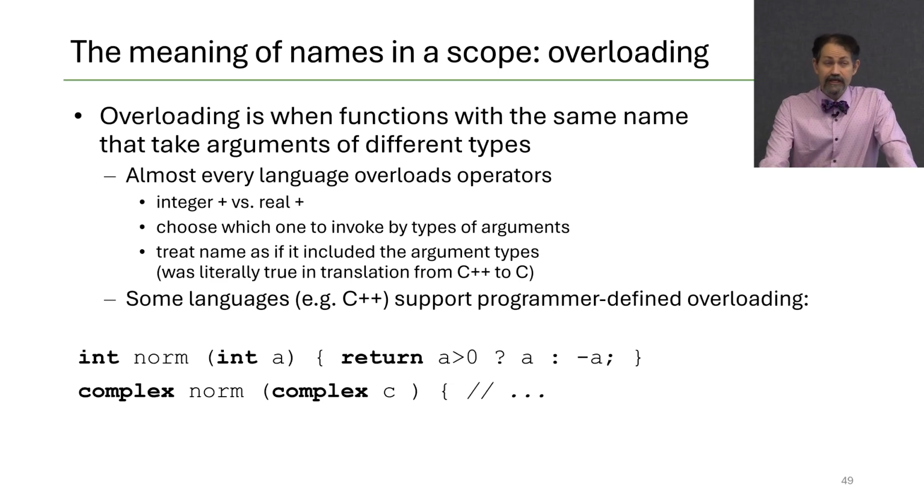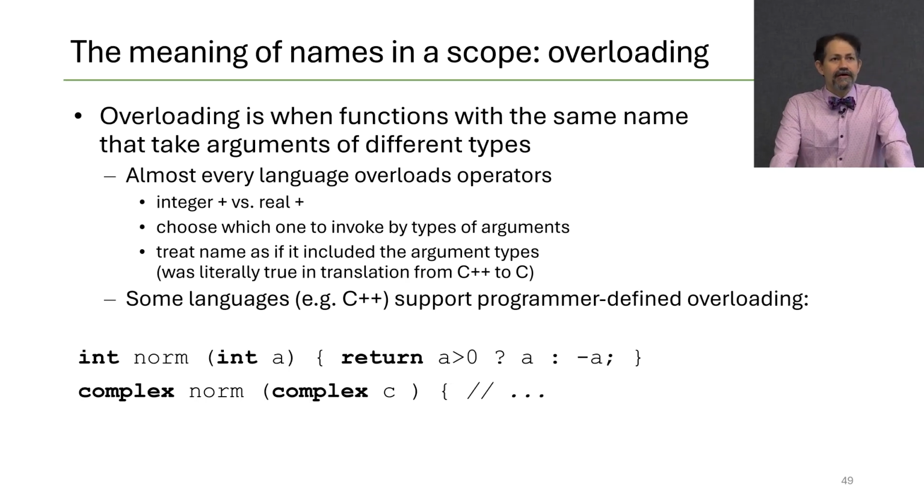Another concept related to the use of names in a scope is overloading. Overloading happens when functions with the same name take arguments of different types. Almost every language overloads operators. For example, the plus symbol is used for integer addition as well as for real addition, or floating point addition in practice. How do we know whether to do integer plus or floating point plus? Well, we look at the types of the arguments. So if we're adding two variables of type integer, then we'll use the integer plus.